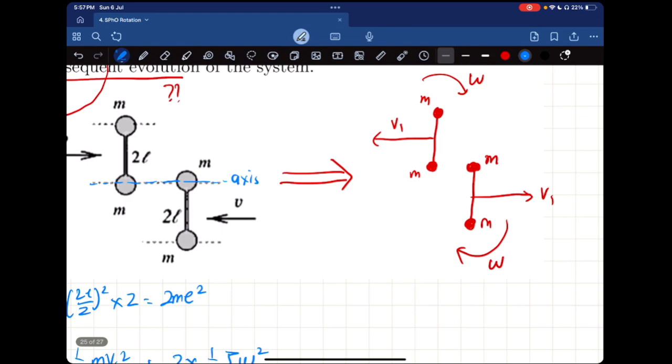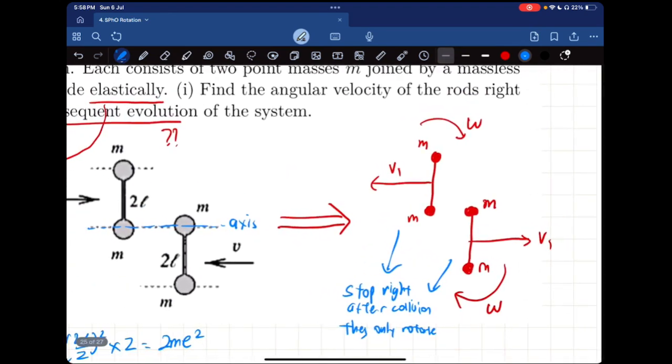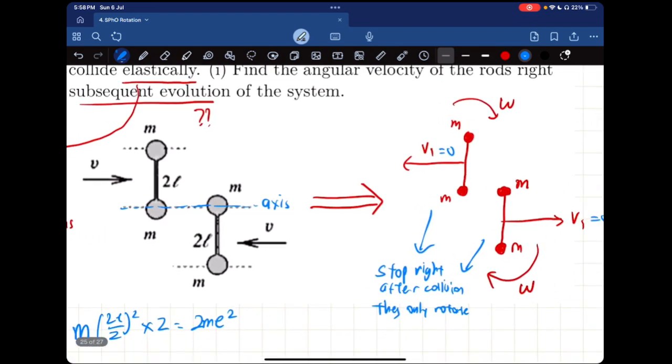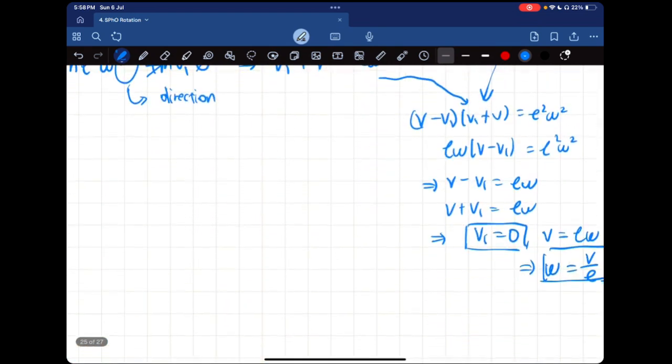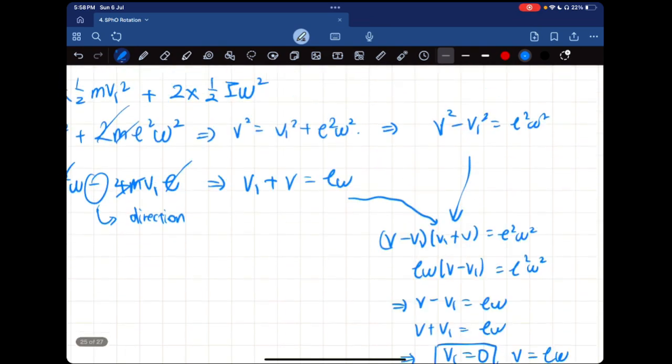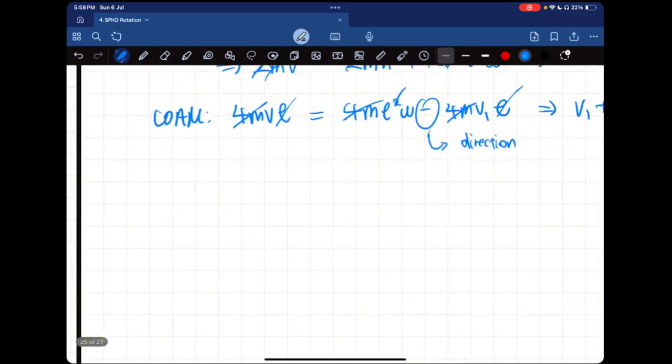It means that these two rods stop right after collision, and they only rotate. They just stop moving translationally, but they rotate because V1 equals 0. So that's quite interesting. By the way, that solves part one. Part one is V over L. So okay, let's look at part two.